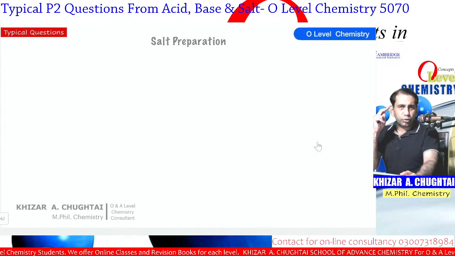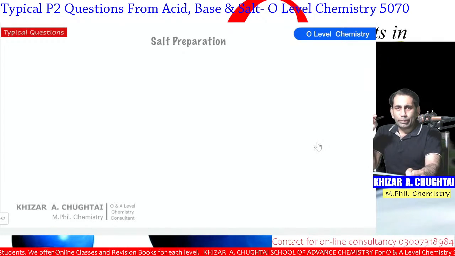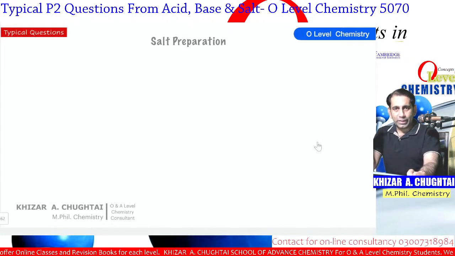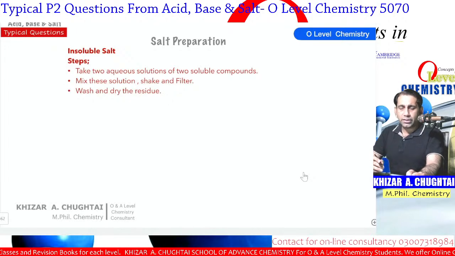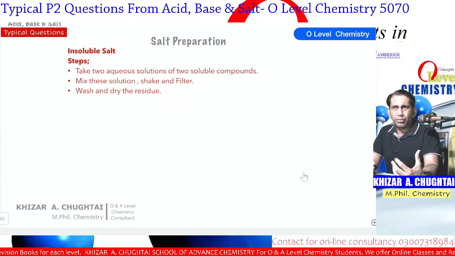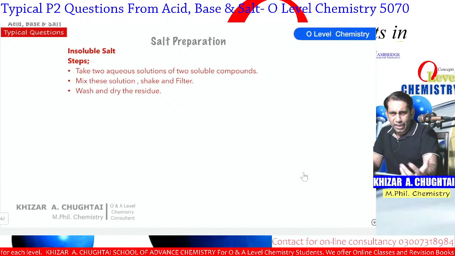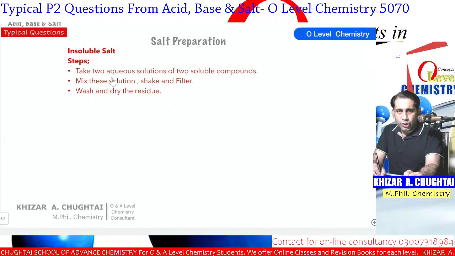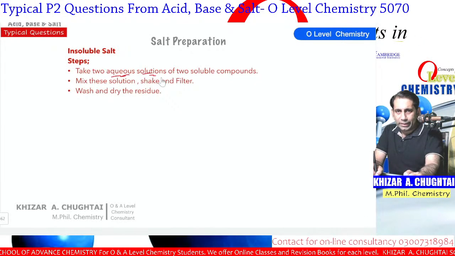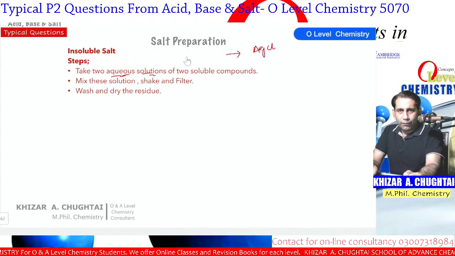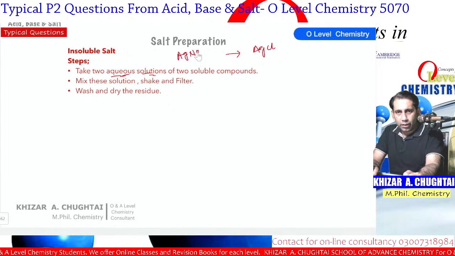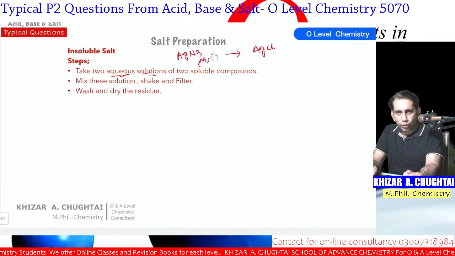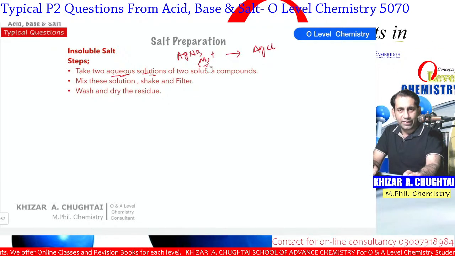As I told you, there are two types of salt. One is insoluble salt, and the other is soluble salt. Insoluble salts are made by a simple method, and you can write almost three to four steps. Insoluble salts are formed from two aqueous soluble salts. For example, if I am supposed to make AgCl, then I will mix AgNO3, which is soluble, so I am going to write aq, as an indication of its solubility, and the next one is NaCl.